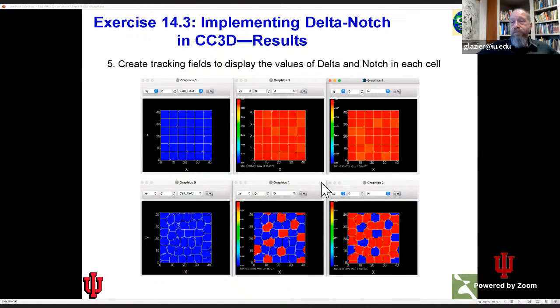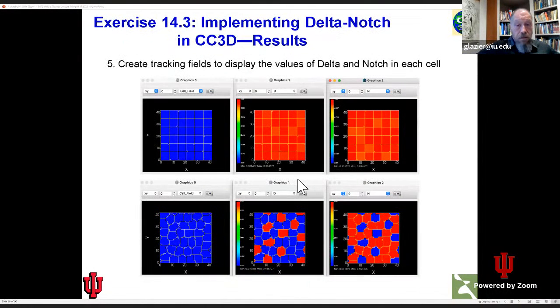As things run, I will get the salt and pepper array where the high deltas are isolated, surrounded by high notch. And because this pattern moves in time a little bit, you'll see that the pattern will fluctuate. And so occasionally one of these high delta cells will flip, become high notch, and vice versa. And depending on how big the system is and the exact parameter values, you can also get situations where the cells get stuck in intermediate values or where they oscillate continually.